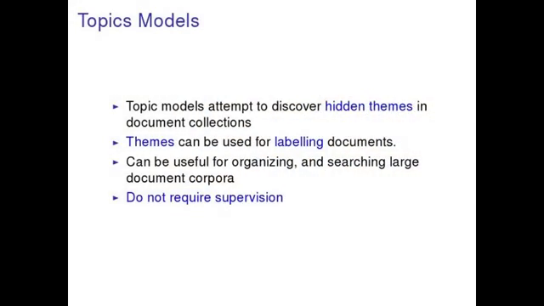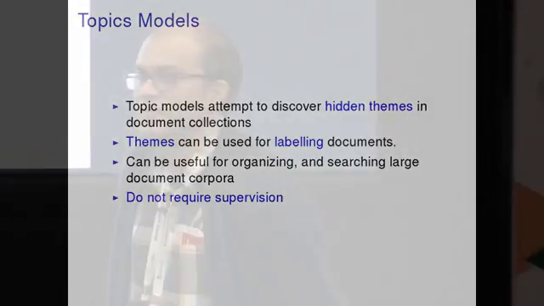Topic models are a very interesting attempt at this problem. These models attempt to discover hidden themes in document collections. In a minute, we'll try to make this more clear. Now, if you understand the themes in a document, you can use them to label and automatically tag documents. And once you have tagged them, you can use those tags for browsing, searching, and storing them efficiently, etc.